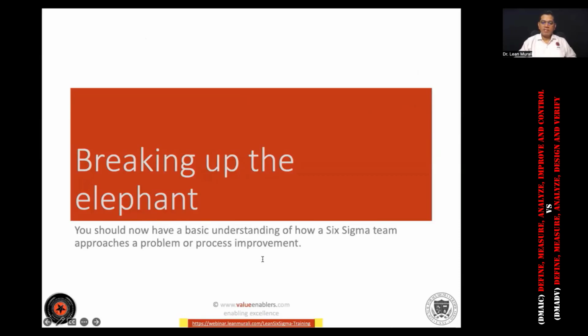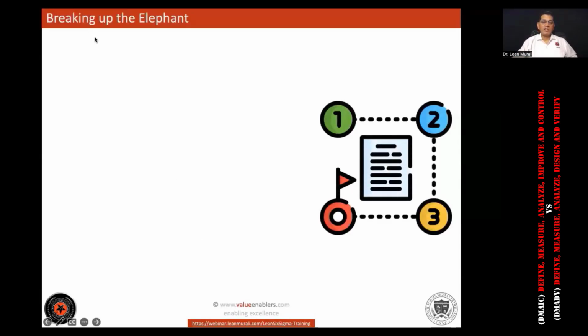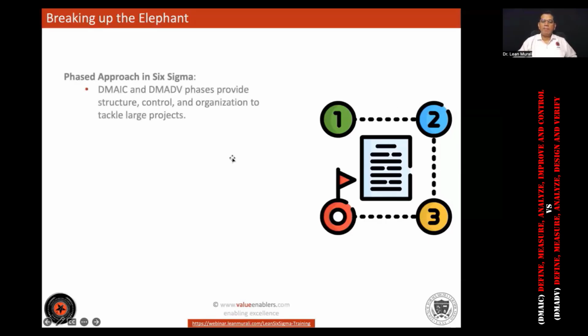Now we are talking about how we handle this massive, mammoth, elephant project. You should now have a basic understanding of the Six Sigma team approaches to problem and process improvement. Now let's see how we will break this elephant down step by step. This is a very small tip that I want to give. With DMAIC and DMADV, you should go phase by phase. You should not jump from one phase to the other. You should go through tollgate reviews. There is a proper checklist. You should use the relevant tools in each phase and validate through these tools.